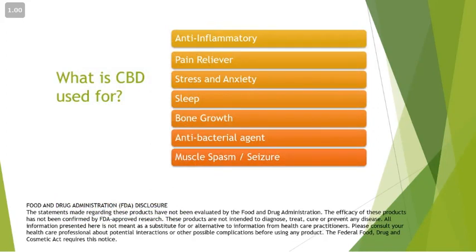So what is CBD used for? These are the most common reasons people use CBD. First and foremost, as an anti-inflammatory and pain reliever. Others use it for stress, anxiety, sleep, for bone growth, as an antibacterial agent, for muscle spasms, tremors, and even seizures.